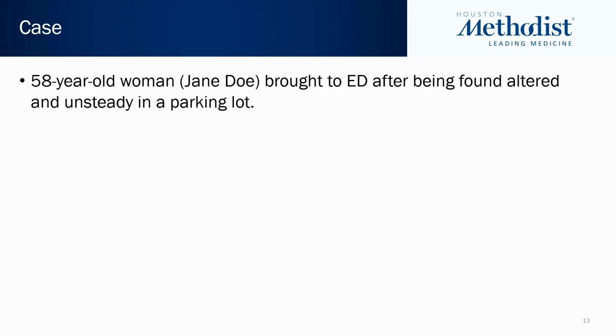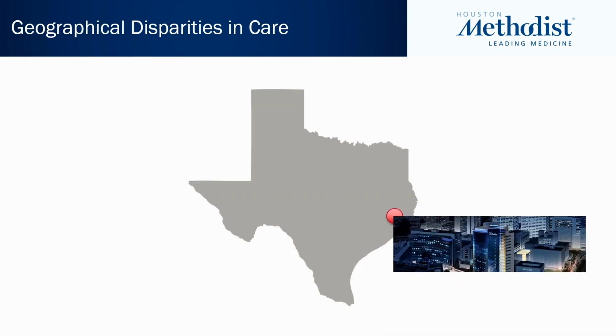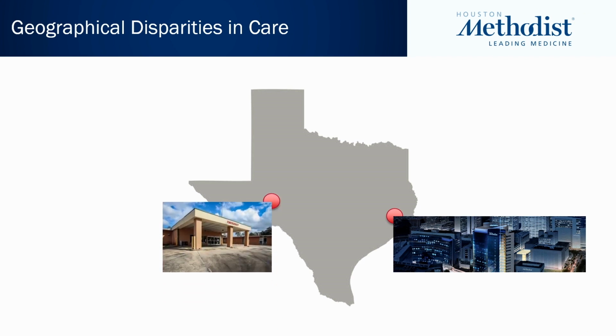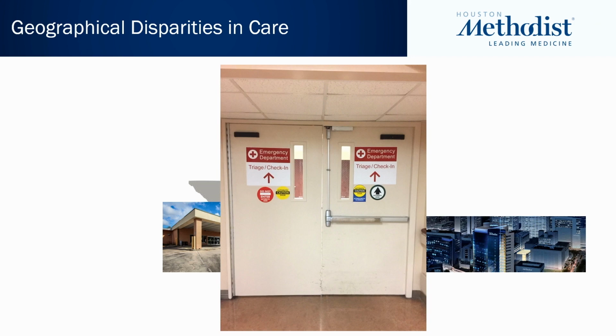And so this is a 58-year-old who was found altered and unsteady in a parking lot. Think of what kind of care this patient is going to get when you come to the Texas Medical Center, presenting to the doors here at Houston Methodist Hospital, versus maybe 100 miles south of Midland in a small rural hospital that may not even be an acute stroke-ready hospital. But what's the same about both of these patients presenting is that the doors look the same, right?